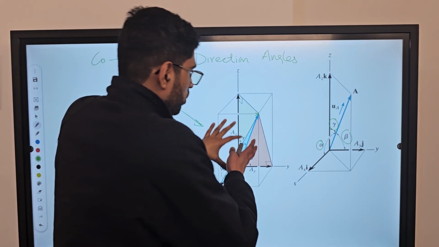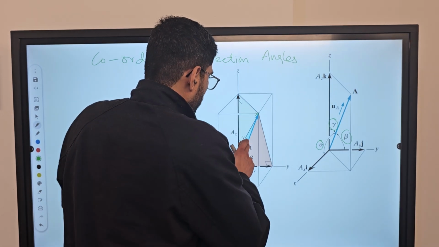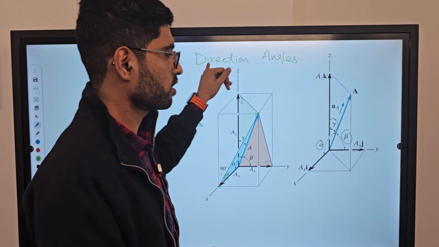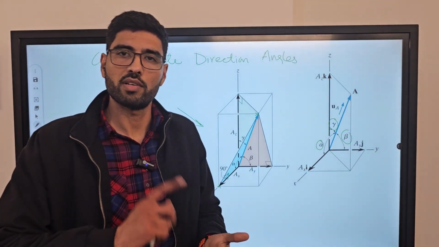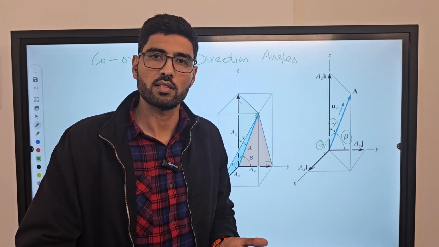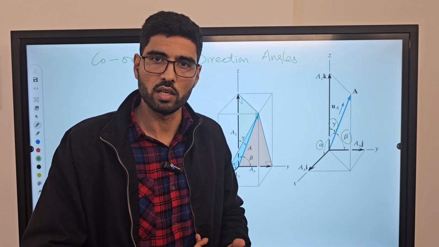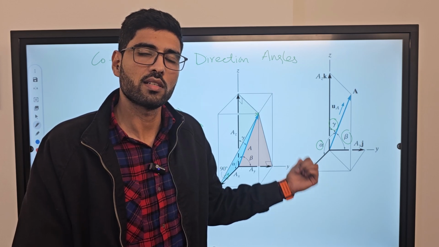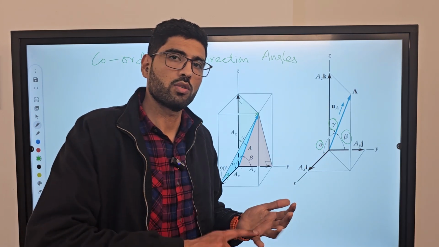So never confuse yourself with this diagram. Whenever we are given the coordinate direction angles, which are the angles of a given vector with the corresponding x, y, and z axis respectively, then whichever angle is given with the x-axis, the x component will be the cos component according to that angle.